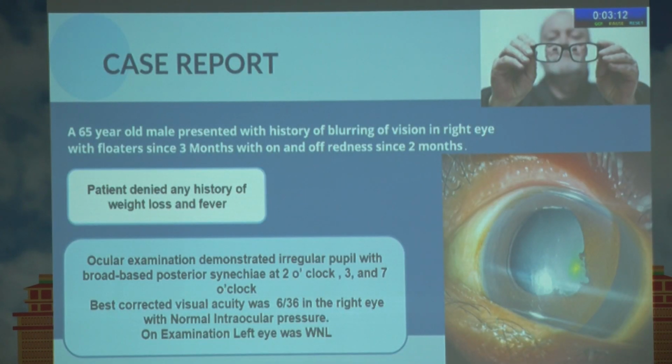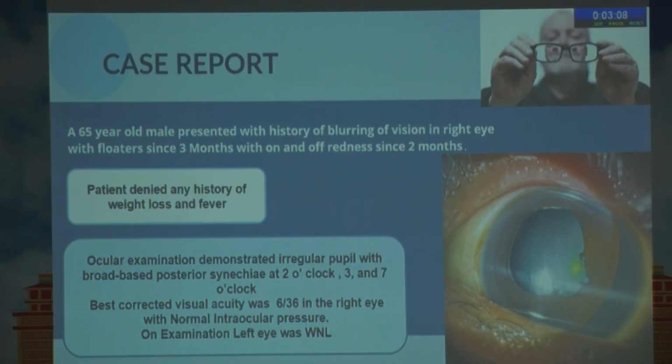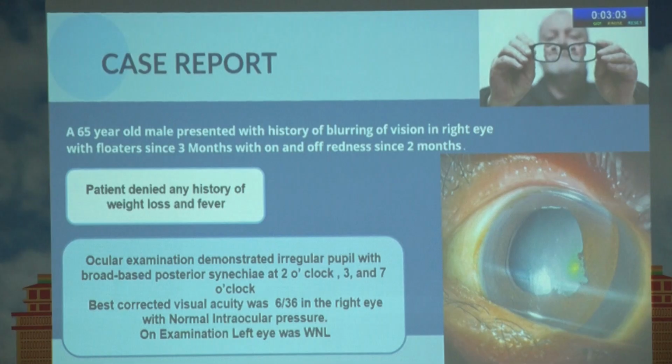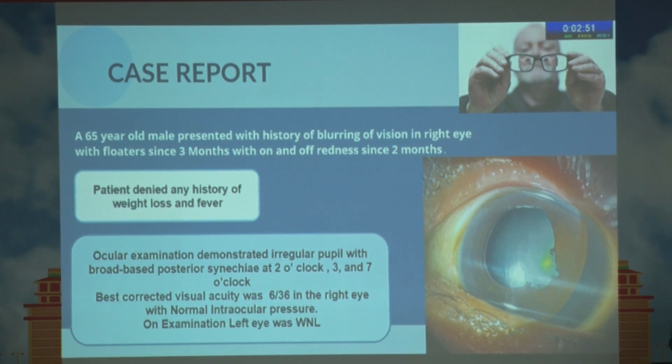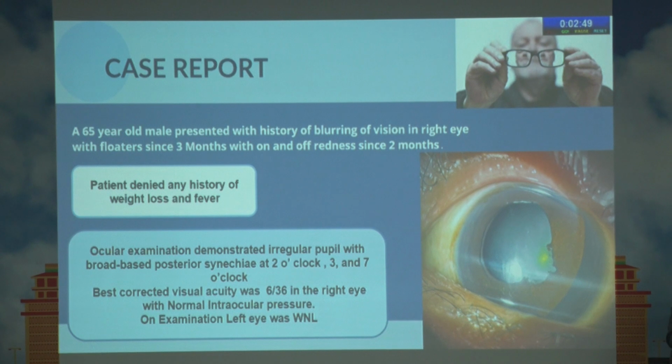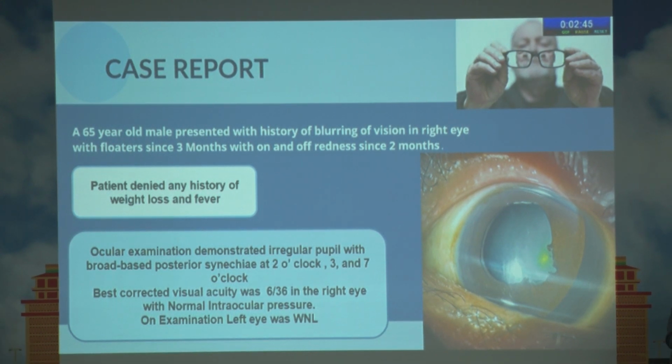I present a case of a 65-year-old male who presented with a history of blurring of vision in the right eye with floaters since 3 months and on and off redness since 2 months. The patient denied any history of weight loss and fever. On ocular examination, there was an irregular pupil with broad-based synechiae at 2 o'clock, 3 o'clock, and 7 o'clock. The best corrected visual acuity was 6/36 in the right eye with normal intraocular pressure. The left eye appeared to be normal.